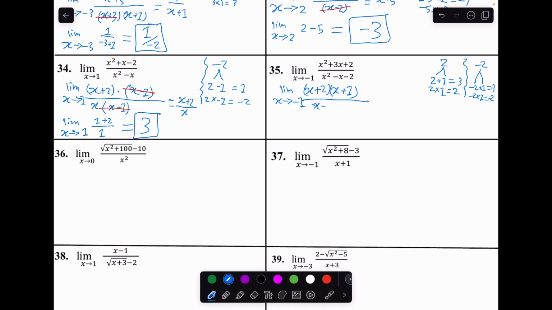So x minus 2 multiplied by x plus 1. We can cancel these together, and it's equal to x plus 2 over x minus 2. Limit when x is approaching negative 1, negative 1 plus 2 over negative 1 minus 2. It's equal to 1 over negative 3.